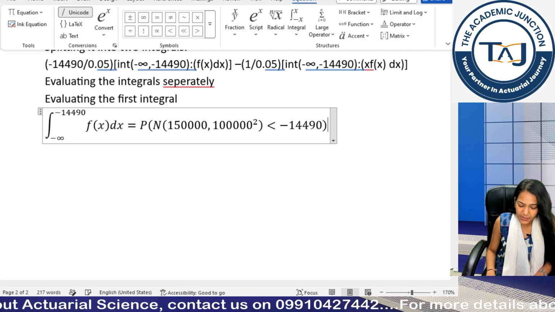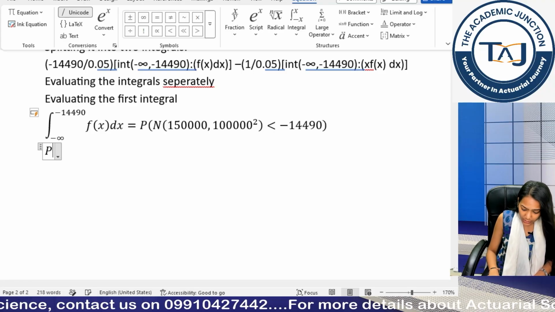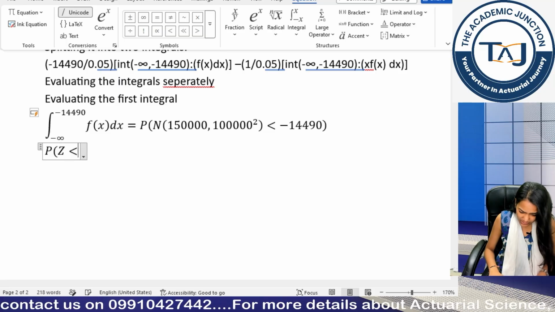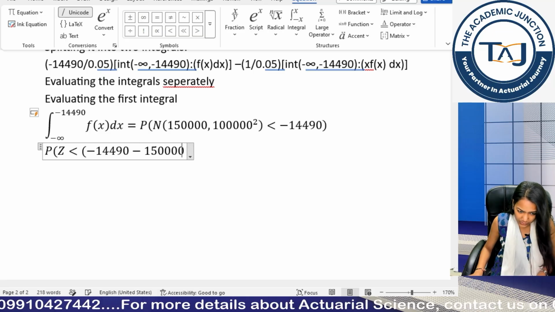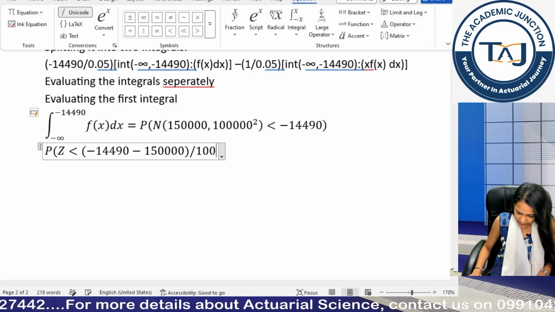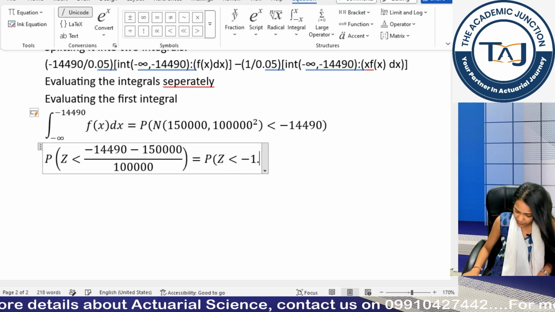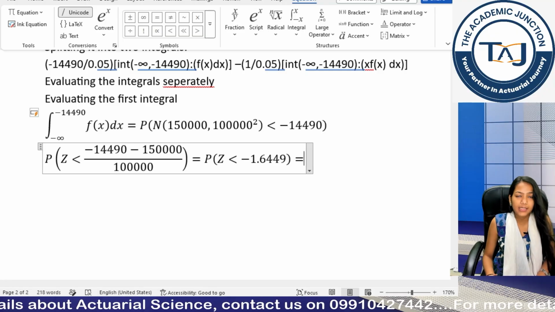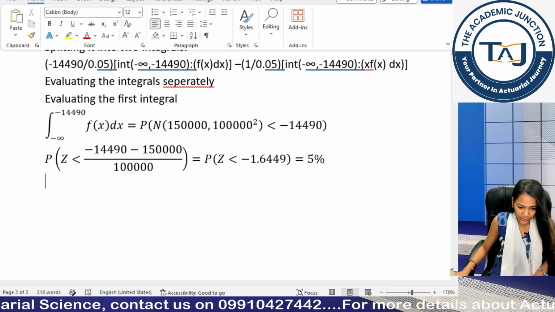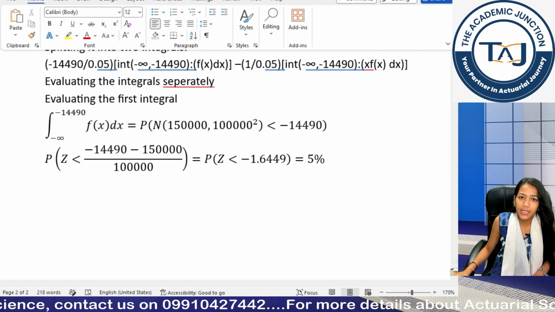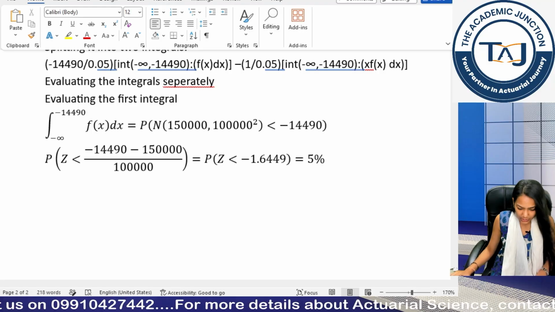This is basically just representation of the integral into a probability form, so that we can simply calculate it via tables book. Okay. Now, just standardize this. So, no rocket science in standardizing, 150000, this is divided by 100,000 brackets closed, and this is equal to probabilities, that is less than minus 1.6449, and we know that this is the 5% point. So, this is equal to 5%. Okay. As we expected, this is the 95% confidence interval. At 95% confidence interval, this is our var. Okay, now evaluating the second integral.